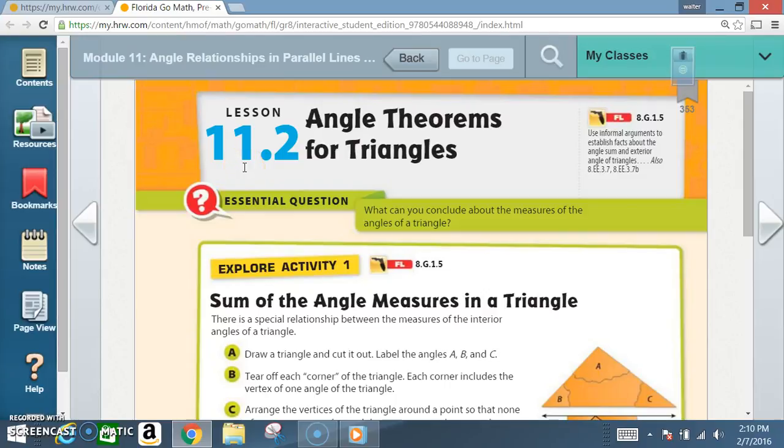Okay, class, today we're in section 11.2, angle theorems for triangles. Get this in your notes. You should write down 11.2 and angle theorems for triangles.